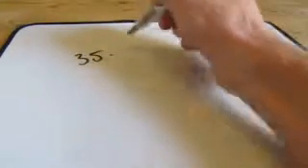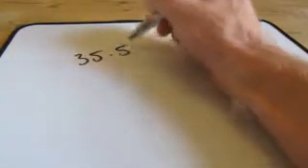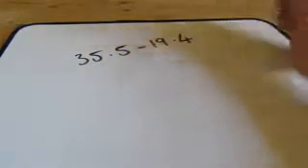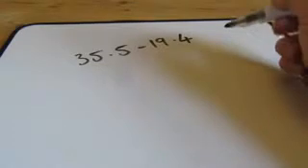Before long you'll be subtracting with decimal numbers, so I'm going to show you a couple of examples of decimal number subtraction in the partition and the standard method. So let's start with 35.5 and we're going to subtract 19.4. We'll start with the partition method.